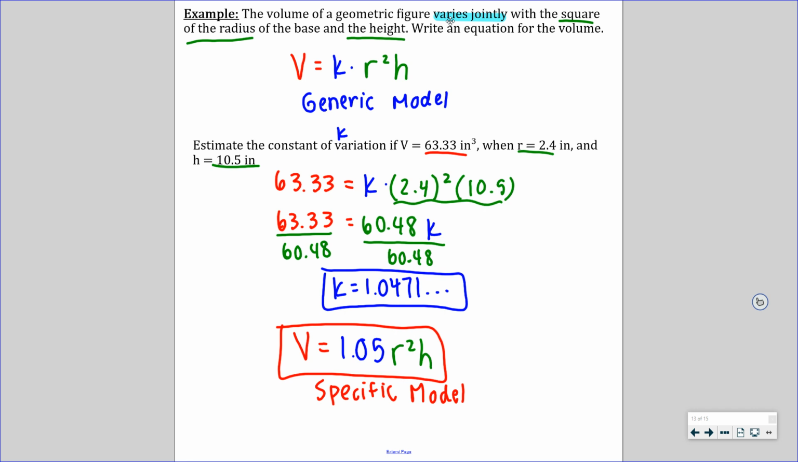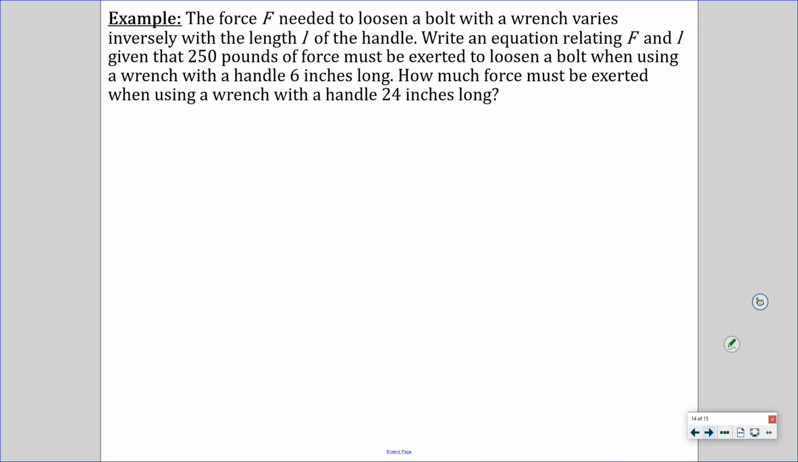Okay. Let's try one where we're given quite a bit of information. The force F needed to loosen a bolt with a wrench varies inversely with the length L of the handle. Write an equation relating F and L, given that, okay, let's just start with setting up our generic equation, and then we'll plug in and solve for the constant. That's always the first step. First step, write your generic model.